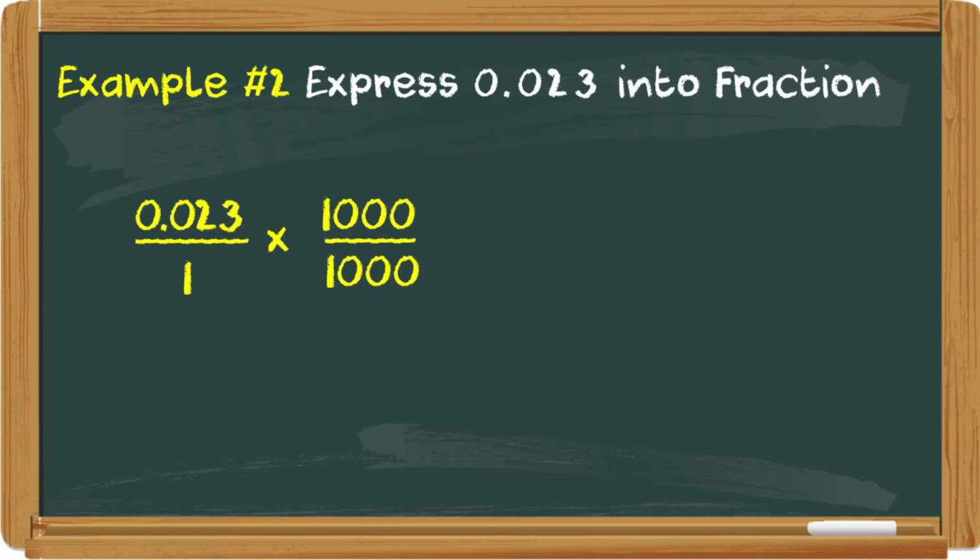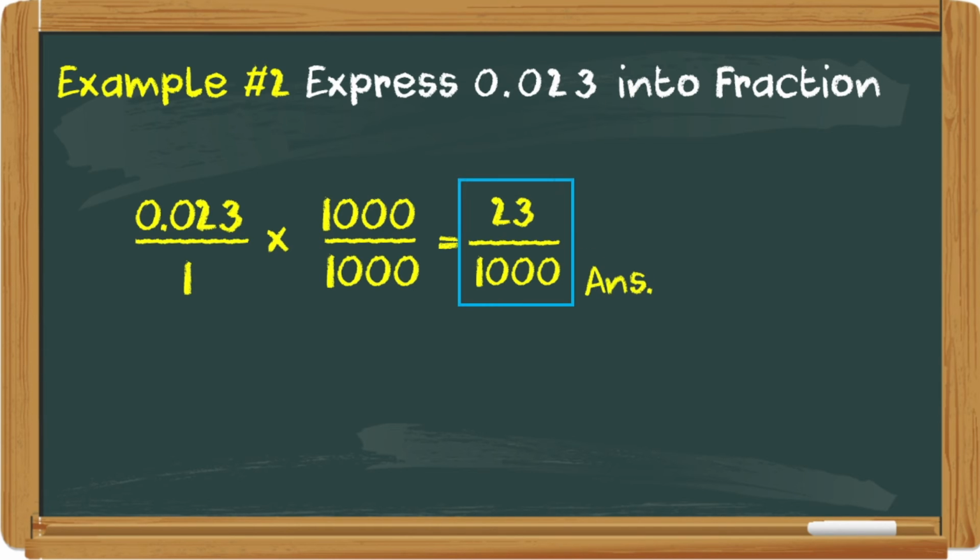So, 0.023 times 1,000 is 23, and 1 times 1,000 is 1,000. And since 23 is a prime number and has no factor except for 1 and itself, we will consider 23 over 1,000 in its simplified form and also our final answer.